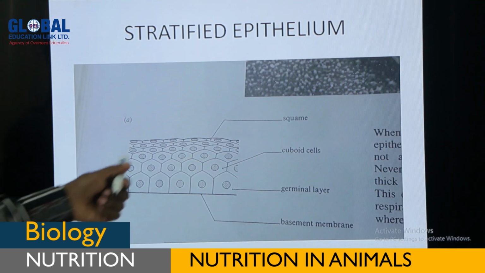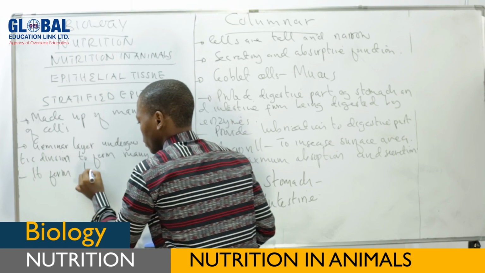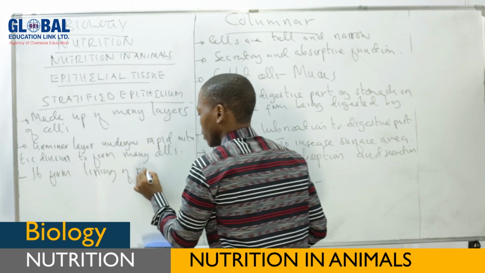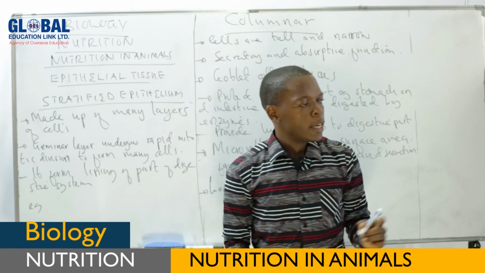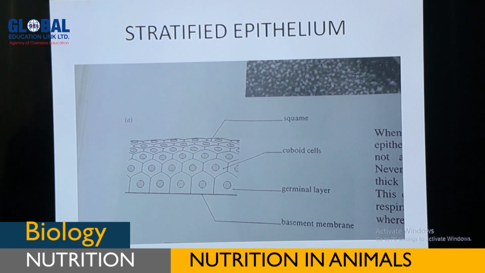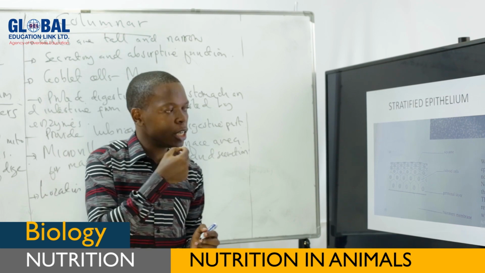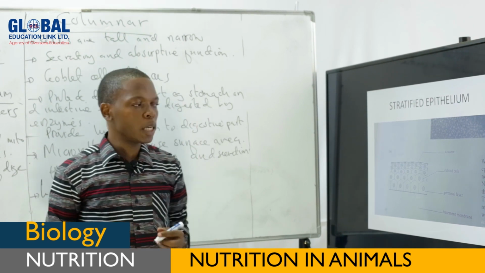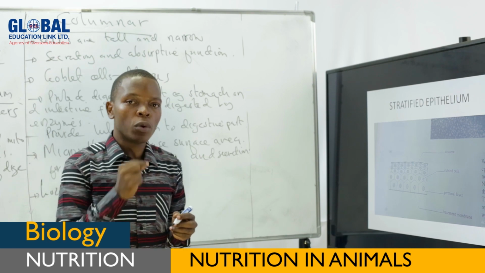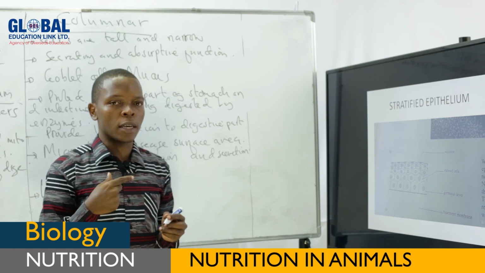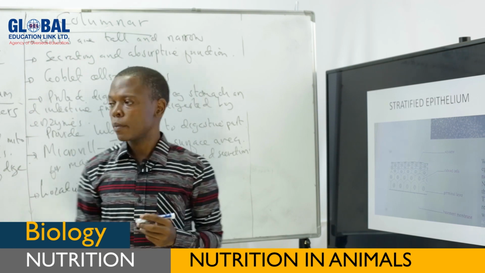As we have said, this stratified epithelium forms the lining of part of the digestive system. For example, it forms the lining of the buccal cavity, and that is why when there is even any minor injury in the buccal cavity, there is a faster replacement. This is because of what? The stratified cells found in the buccal cavity have the ability to multiply, or to undergo rapid mitotic division. That's why replacement takes place very rapidly.